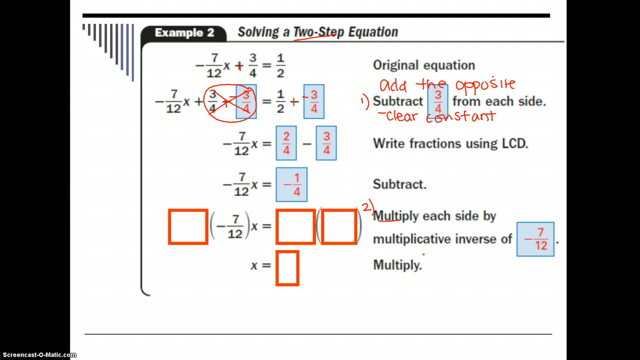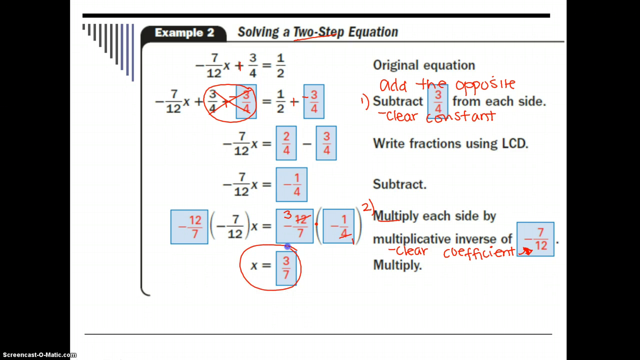Multiply each side by the multiplicative inverse. Again, the whole point of this was to clear the coefficient. The coefficient in this case is -7/12. So we multiply both sides by -12/7. When you multiply fractions, look in the numerator and denominator to clear out the numbers that have the same common factors. Two negatives make a positive, so you have 3 times 1 is 3, 7 times 1 is 7. So x equals 3/7.